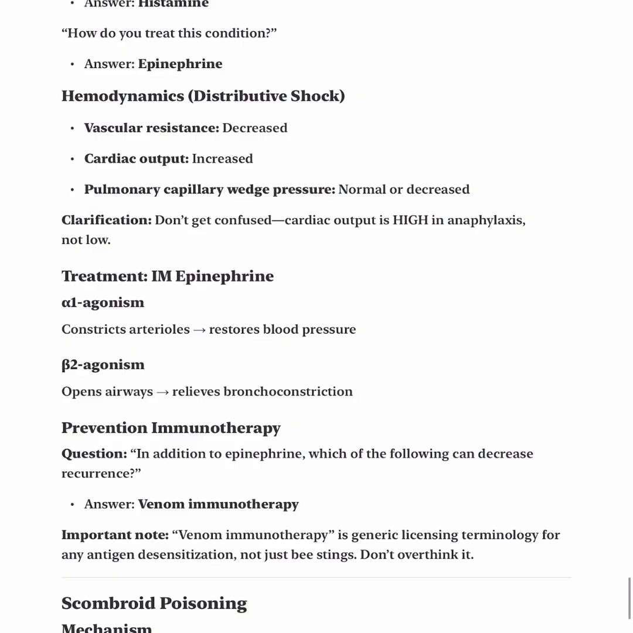Now, the treatment is intramuscular epinephrine. This is due to the alpha-1 agonism, which constricts arterioles. This restores blood pressure. Also, the beta-2 agonism opens up your airways. This relieves the bronchoconstriction. As far as preventative immunotherapy, they might ask you, in addition to epinephrine, which of the following decreases recurrence? And the answer is venom immunotherapy.